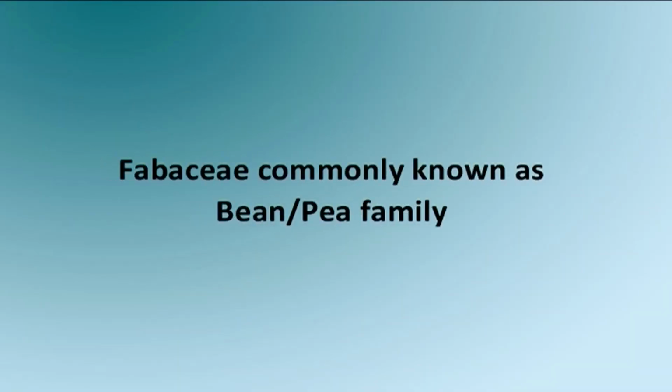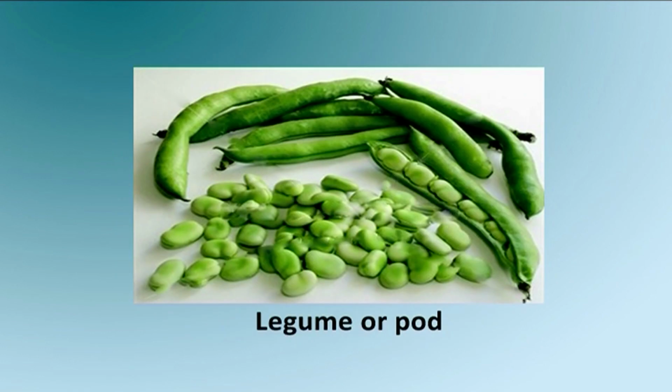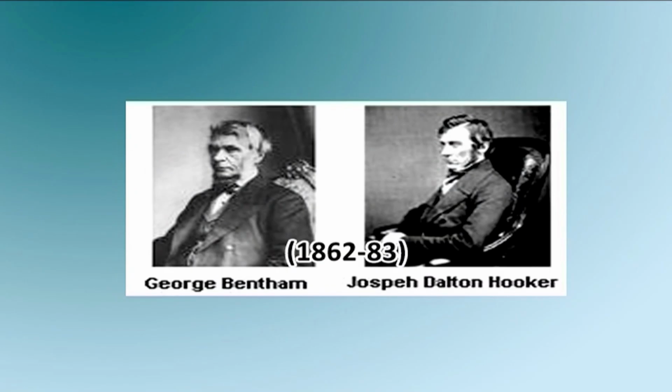Fabaceae is a well-known and important family among angiosperms. It's commonly known as the bean or pea family. The name Leguminosae for this family was first used by A. L. de Jussieu, derived from the characteristic type of fruit, legume or pod. This was followed by Bentham and Hooker.